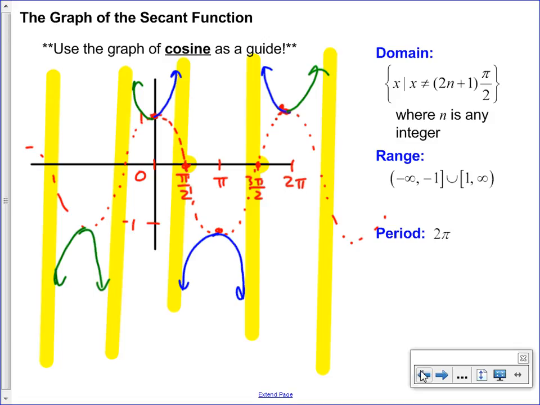All right. Also notice, remember that cosine starts at 1, so the first U is going up, like at 1.